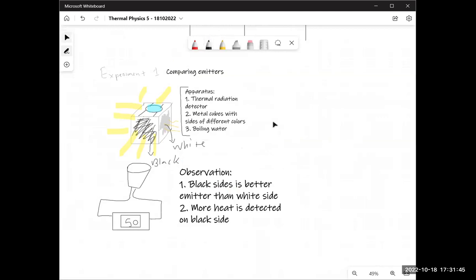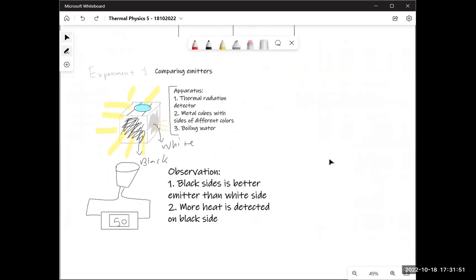Number one, thermal radiation detector. Two, metal cubes with sides of different color. Three, boiling water.